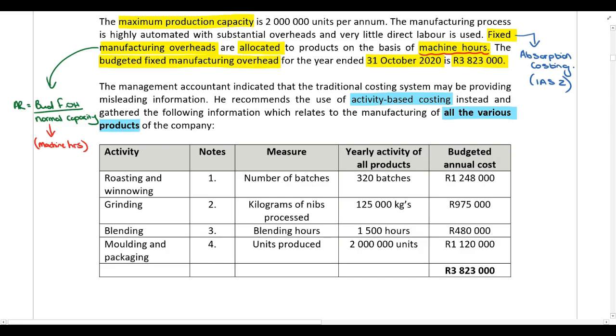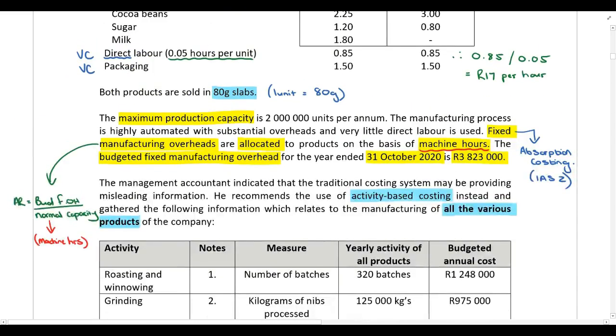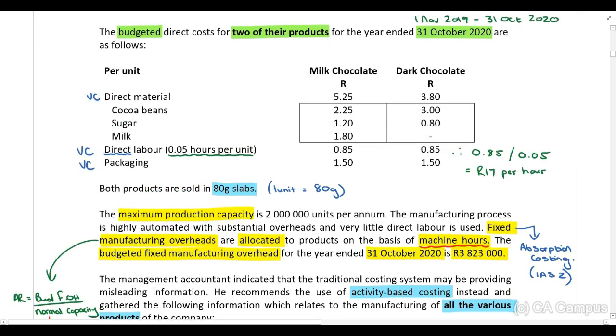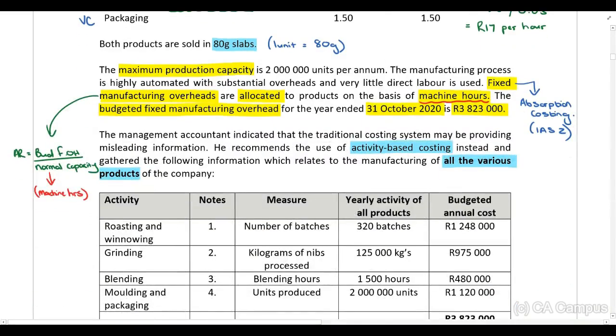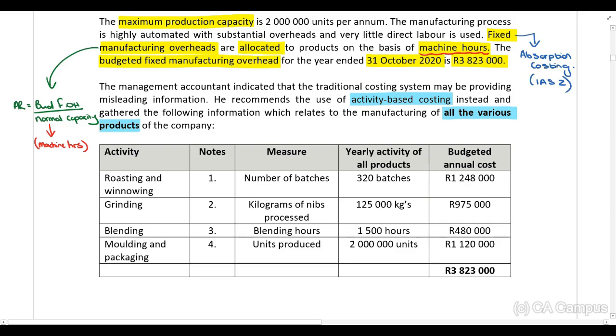All right, so now you just need to be careful. Just above, we were given the budgeted direct costs for only two of their products, for milk chocolate and for dark chocolate. Now we've been given information relating to all of the various products of the company. Okay, so you can see this total overhead. Let's just tie this in. You can see that it ties in to the budgeted fixed manufacturing overhead above.